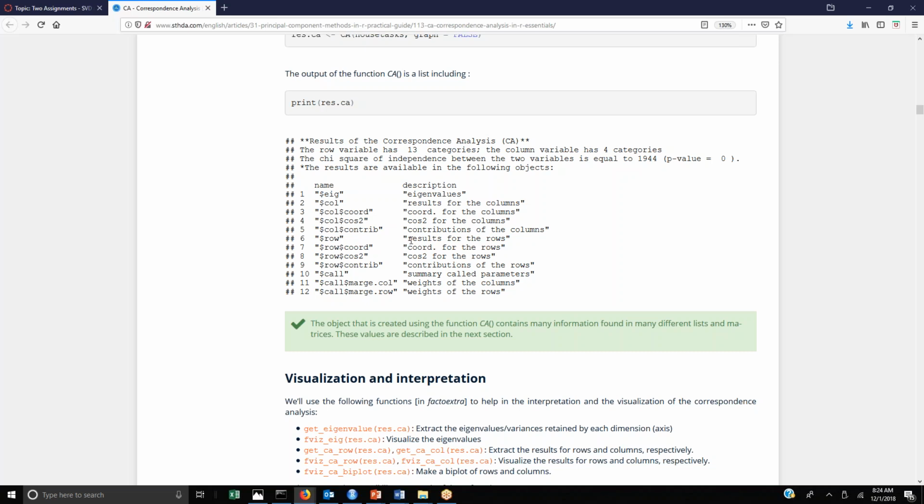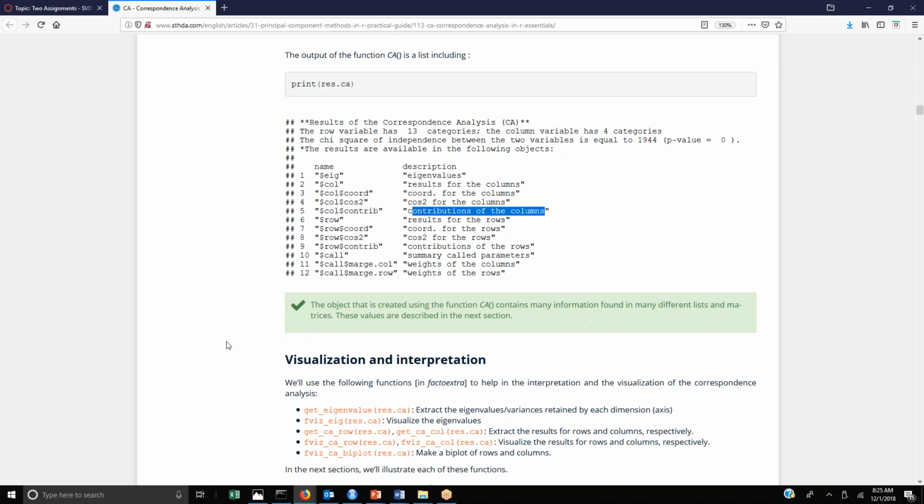If you look at it now, results for the rows, results for the columns, coordinates for the rows, coordinates for the columns, cosine distance for the rows, cosine distance for the columns, contributions of the rows, contributions of the columns. That should give you the information that separation is happening in terms of row effect versus column effect, which will happen only in singular value decomposition, not in principal component analysis.